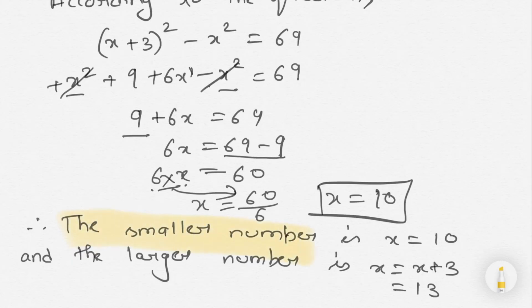So in this case we have taken the smaller number as x, which is equal to 10, and the larger number would be x plus 3, which is equal to 13. So the smaller and the larger numbers are 10 and 13.